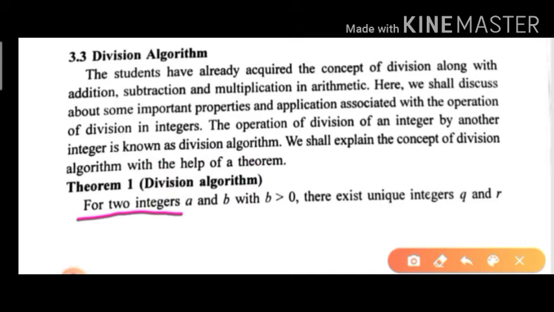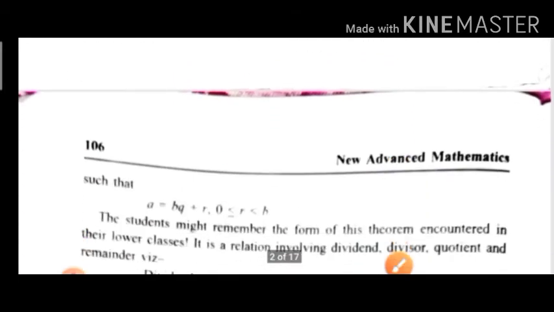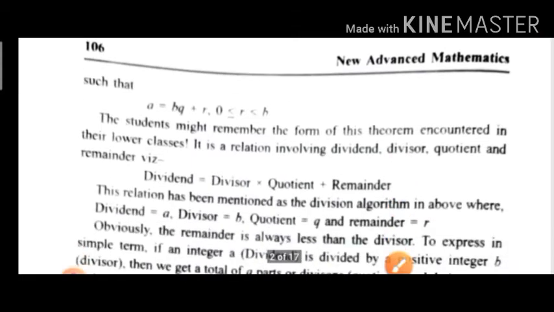For two integers a and b with b greater than 0, there exist unique integers q and r such that a is equal to bq plus r, where r is greater than or equal to 0 and less than b. It comes from this one.